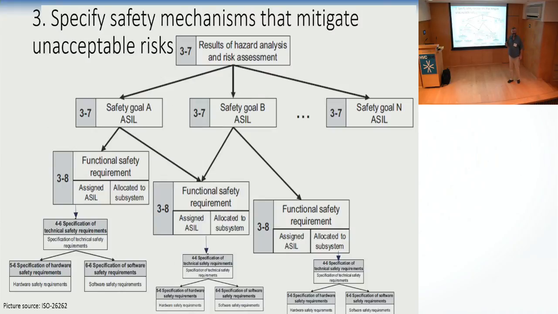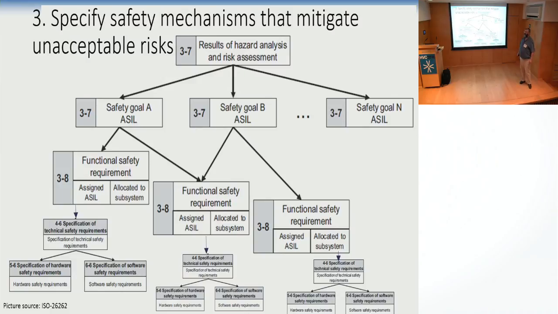Next, I want to specify the safety mechanisms that mitigate the unacceptable risk. And that means that for each, I do all of this analysis. I go into safety goals. What are the safety goals? I set goals to myself. For example, the car will never brake unless the driver initiated the brake sequence. Or the car will never brake unless the system really detected correctly a situation that braking is needed. So this can be a goal.